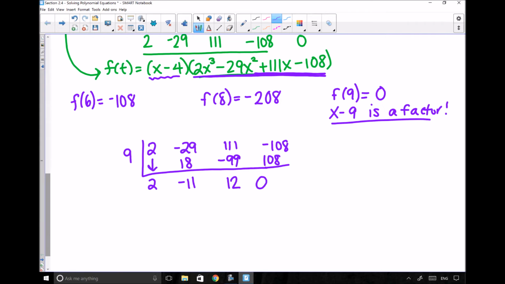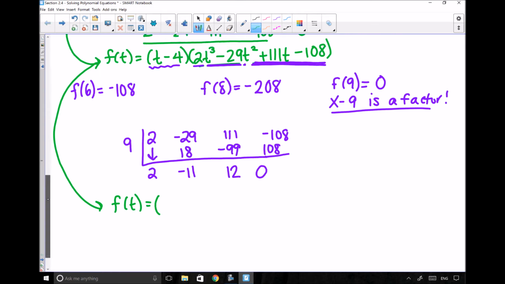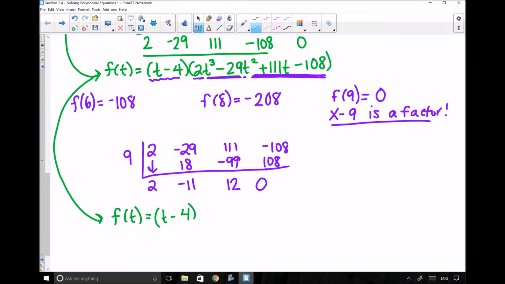So now that I confirmed that I have a remainder of 0 and I've been able to divide it, I can now say that this new function, f of t, is equal to, and I apologize, before I used x's and I should not have. Sorry about that. This should say t cubed minus 29t squared plus 111t minus 108. So when I do this, this expression, I still have the t minus 4. Now I have t minus 9, okay?